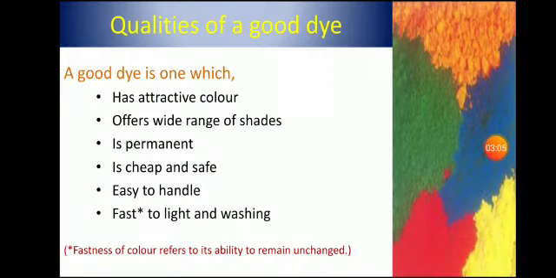We should know which dye should be called a good dye. A good dye is one which should have an attractive color. It should give a wide range of shades. It should be permanent. It should be cheap, so anyone can afford it. It should be safe while handling, easy to apply, and fast to light and washing. Here fast is nothing but a property of a dye, its ability to remain unchanged.